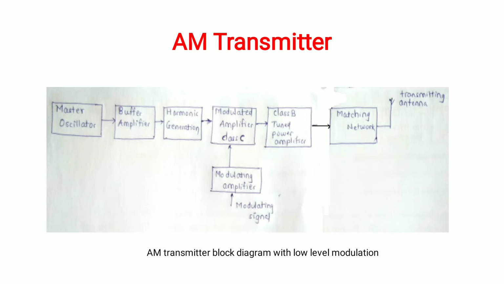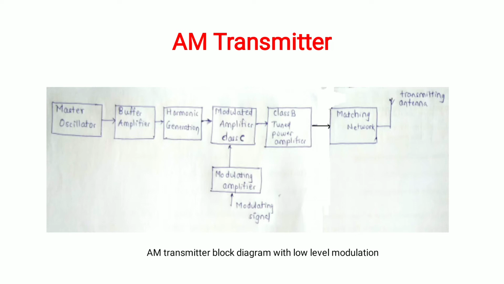So this is a carrier signal, this is a message signal, which are multiplied here in the modulated amplifier using class C, and modulation is done. That modulated signal is given to this power amplifier. So the transmitted signal power gets increased using this power amplifier. So it is called low level modulation.